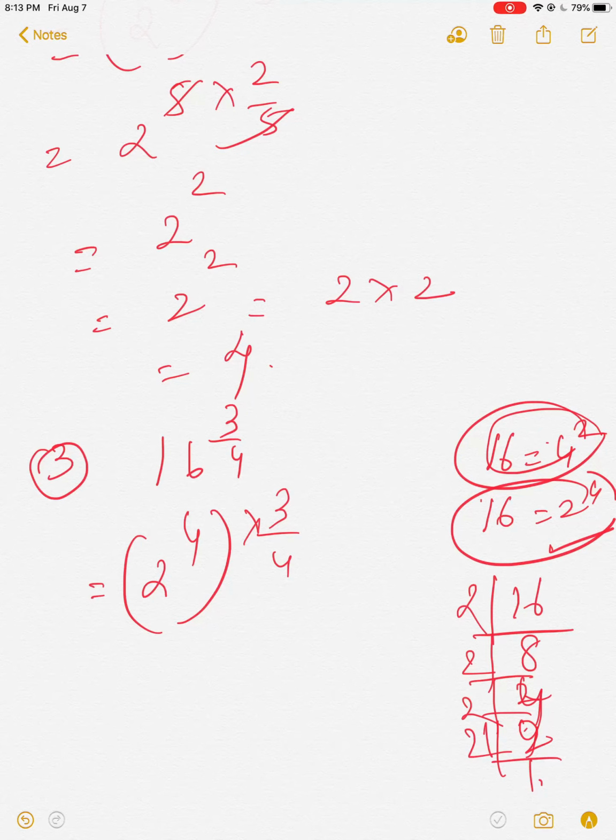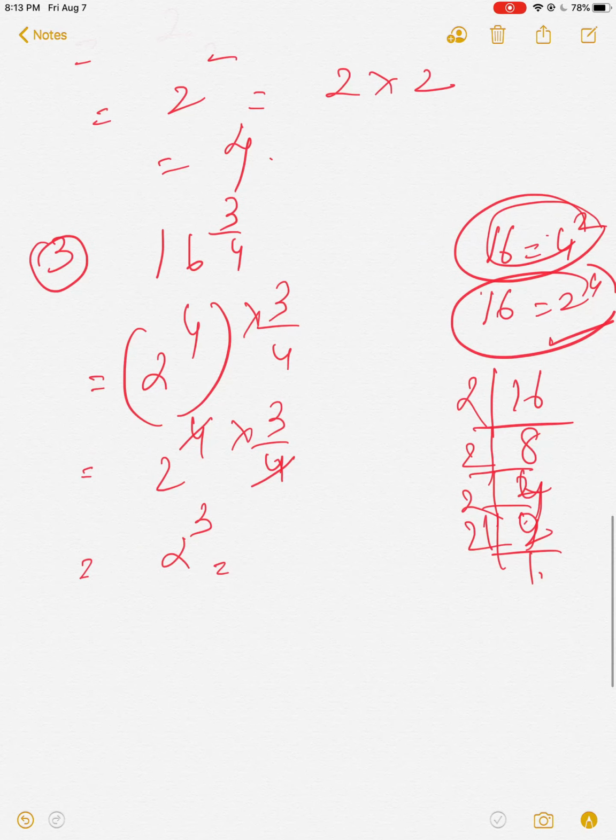Why? Because here in denominator 4 is there. So 4 will be cancelled. So according to the exponent given, we have to take. So now it is 2 cube. So what is 2 cube? 2 cube is equal to 2 into 2 into 2, that is equal to 8.